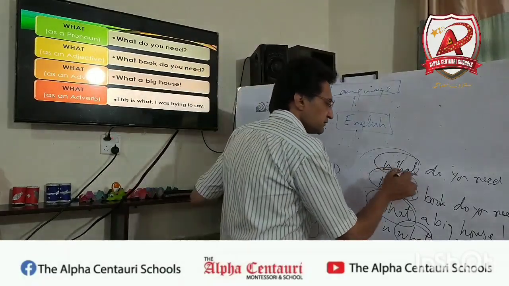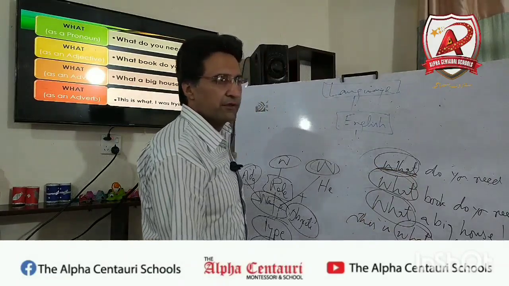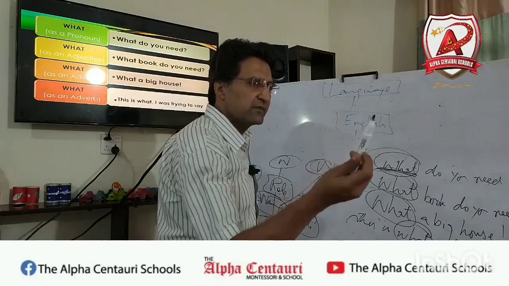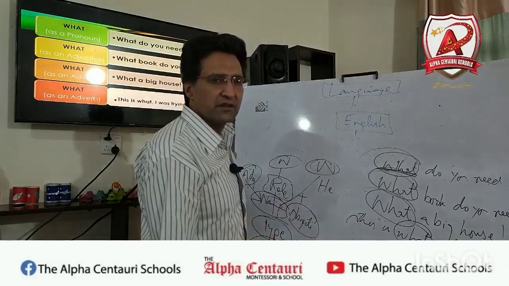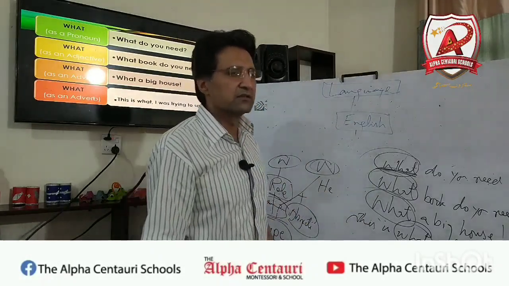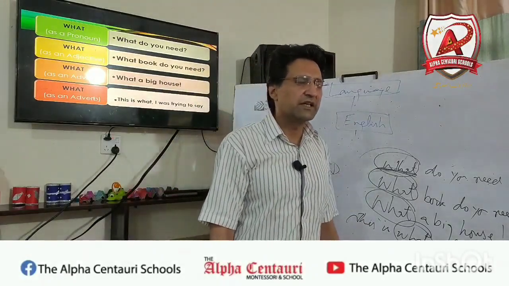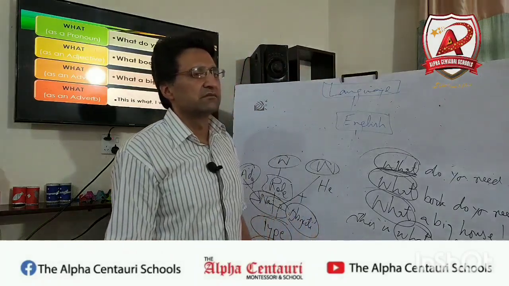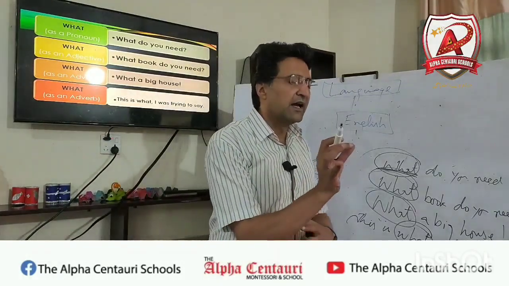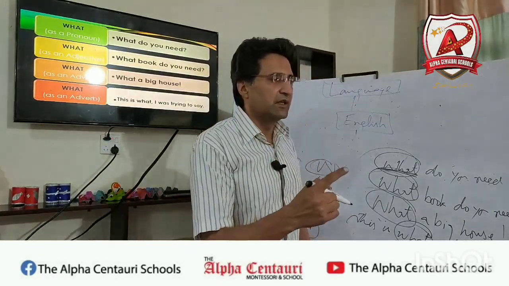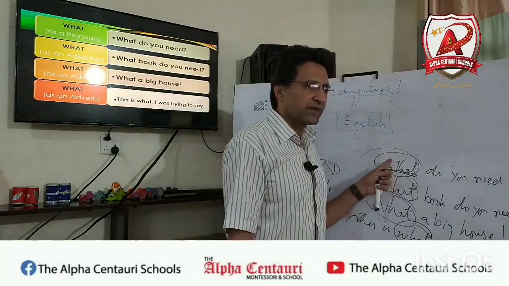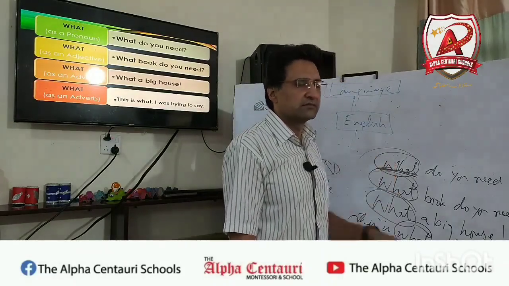When I'm using what here, you obviously need something, some book, some pencil, some marker, and that is there with a certain name. For example, do you need a pen? Do you need a marker? Do you need a book? Got my point? Obviously, that is there with a certain name. And when I don't know that name, instead of that name, I use a pronoun. And that pronoun is what?